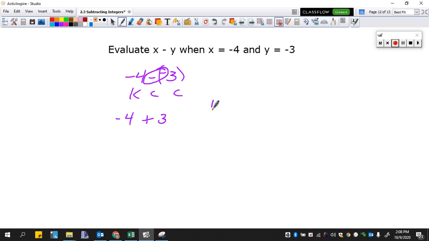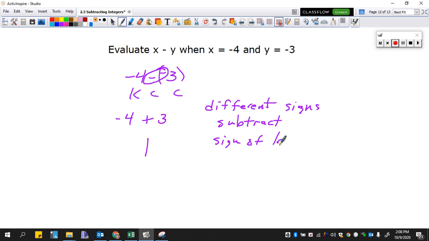Well, the signs are different. So that means we're going to subtract. 4 minus 3 is 1, and the sign of the largest. Well, the absolute value of -4 is 4. The absolute value of 3 is 3. So the -4 has the highest absolute value, so that becomes a -1.